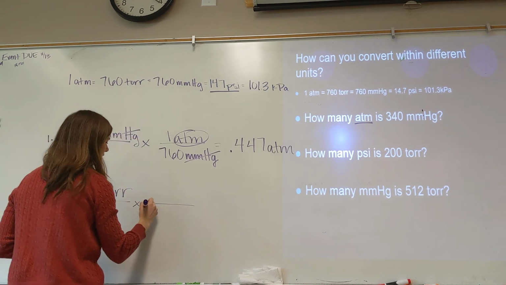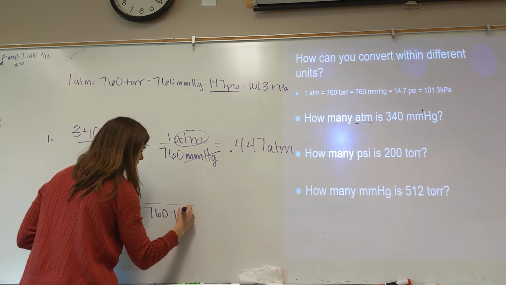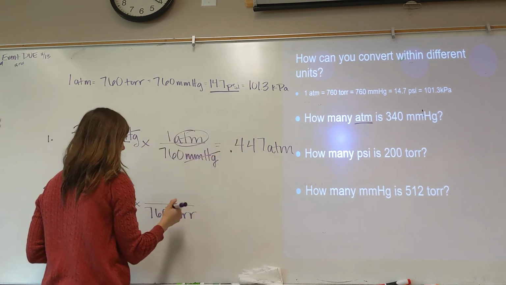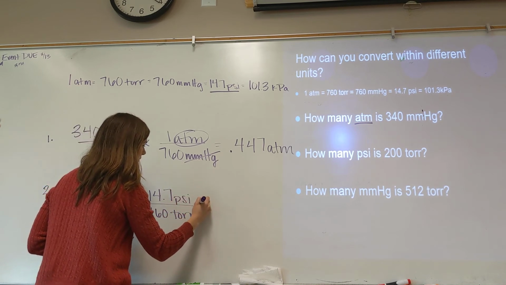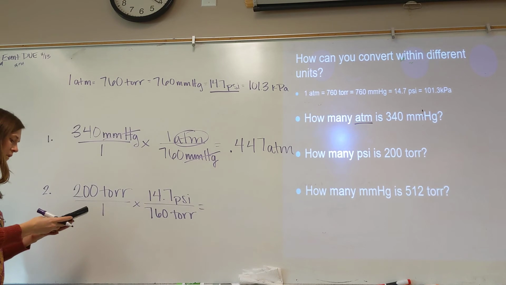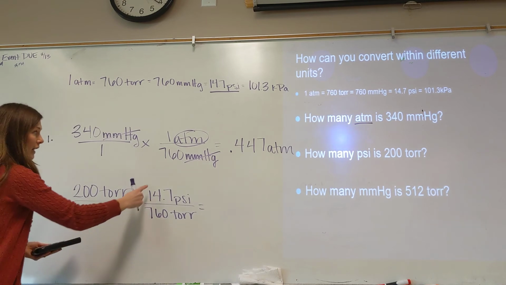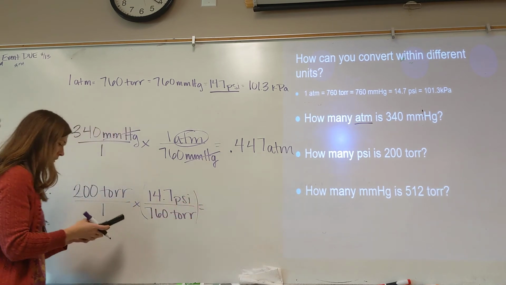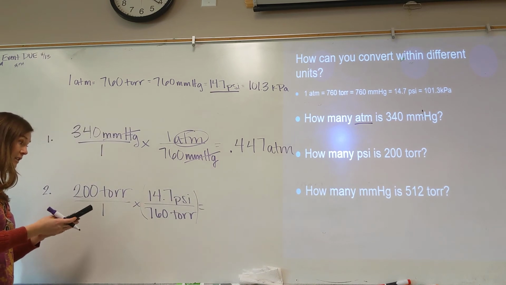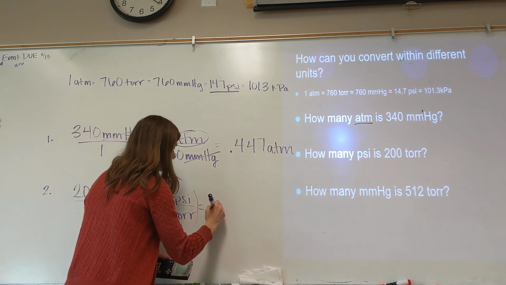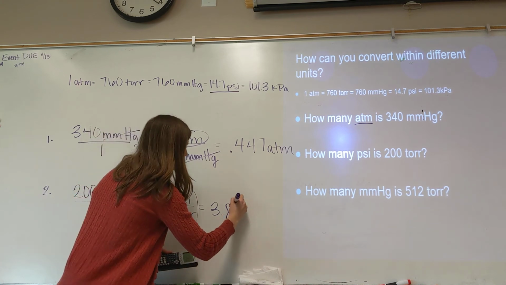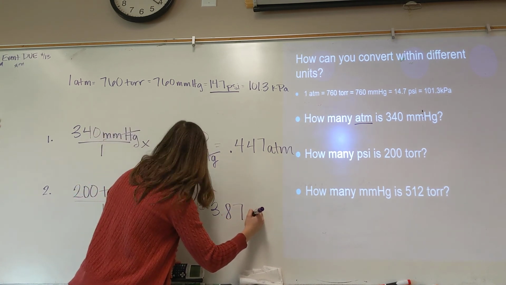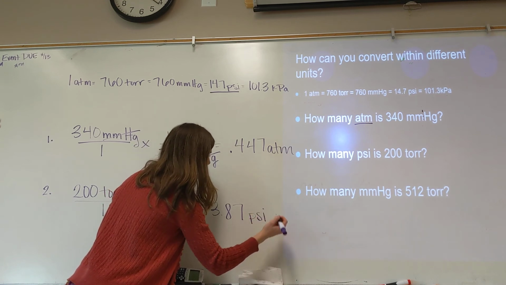I've got 760 torr, 14.7 PSI, multiplied by, and again, I would put parentheses around these, 14.7 divided by 760, and I get 0.0193, times 200, which gives 0.868, so I'm going to round that to 0.87 PSI.